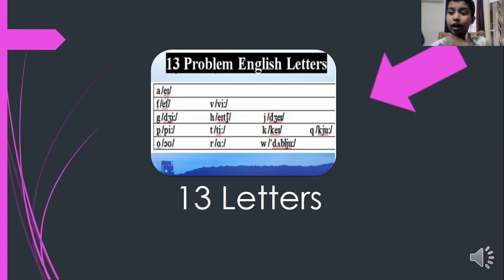E fa F. You have to touch the upper teeth with the lower lip. Look, I'm doing F, E fa F. And the third one is V, E, V. V, E, V.